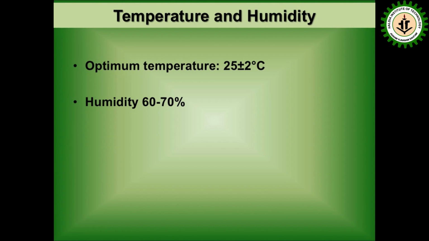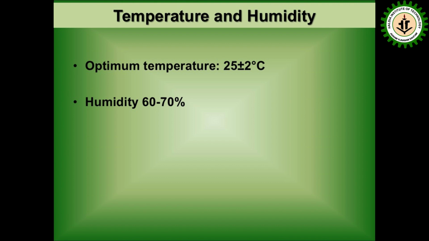The ideal temperature and humidity conditions for plant tissue culture are crucial for successful growth and development of plant tissues in vitro. These conditions support optimal cellular activity, regeneration, and differentiation. The optimal temperature for most plant tissue culture is typically between 23 degrees centigrade to 27 degrees centigrade. Some species may require slightly higher or lower temperatures depending on their needs. The ideal humidity for plant tissue culture is typically 60 to 70%.